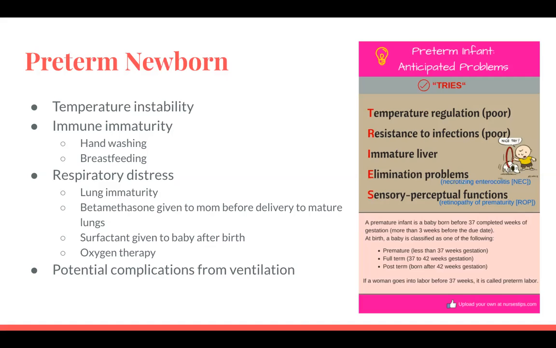Respiratory distress, lung immaturity. Ideally you'd want to give betamethasone before delivery to mature the lungs, because surfactant is needed. Surfactant can be given to the baby after birth, and you do want to give oxygen therapy to make sure they don't go into respiratory distress, because that is one of the main causes of death in infants, or in children in general, oxygen problems. And problems related to hypoxia, or complications with ventilation.